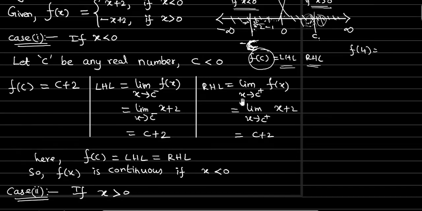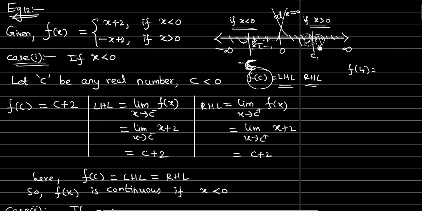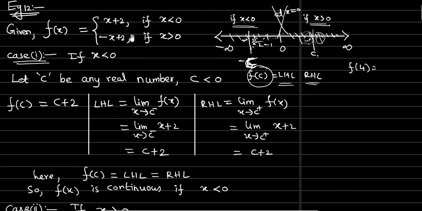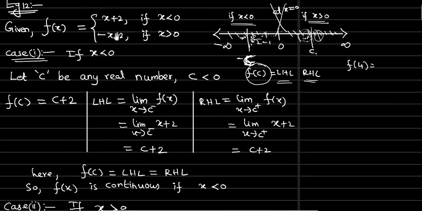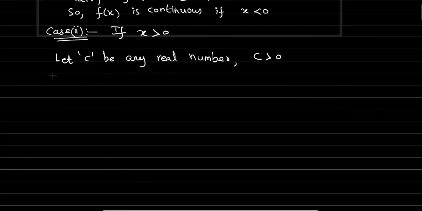Okay, and in the same way for the right hand side also. On the right hand side also, the close values of c are greater than 0. For that also, the suitable function is the same, the second function. So for the left hand limit and right hand limit, we are going to substitute this one only. First we will find out f of c.